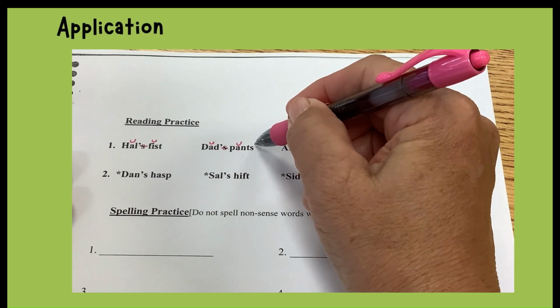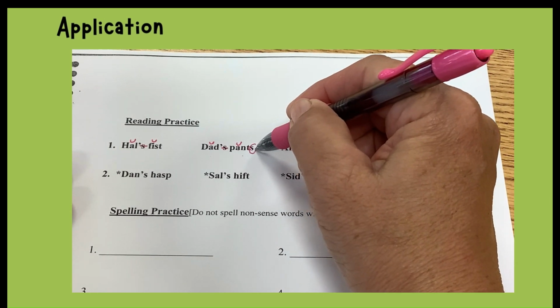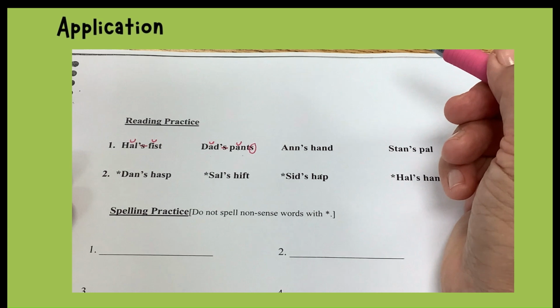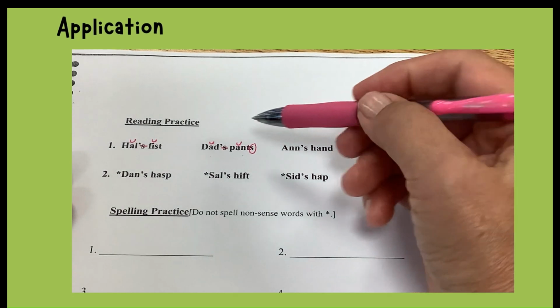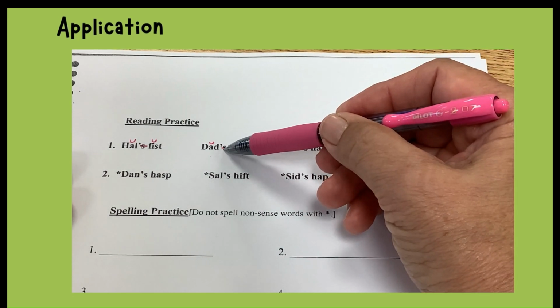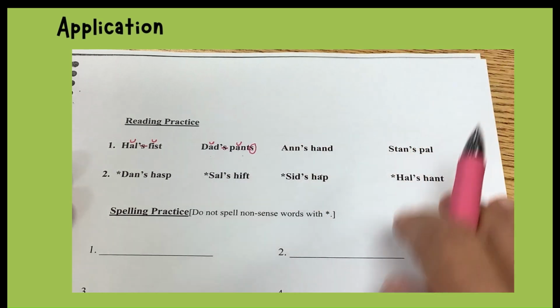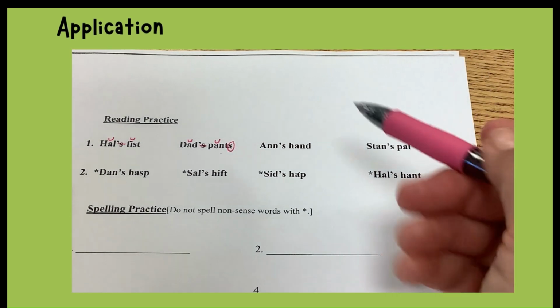Oh, and I forgot to put a circle around my suffix S, meaning more than one. Dad's pants. Those pants belong to Dad. All right, let's move on to our next word.